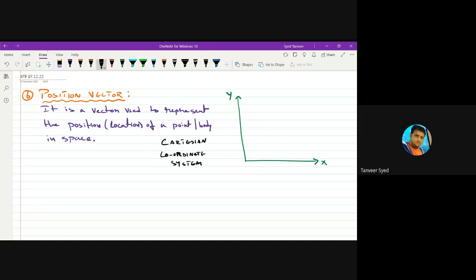In this Cartesian coordinate system, suppose this is one point P. If I want to tell you the location of this point P, I can do that in 2-3 different ways. One way is by giving you the coordinates of this point. Let us say its X coordinate is 4 meters, and its Y coordinate is 5 meters. So if I tell you 4, 5, this is the location of that point in one way.